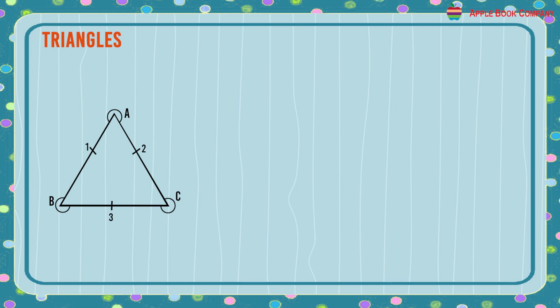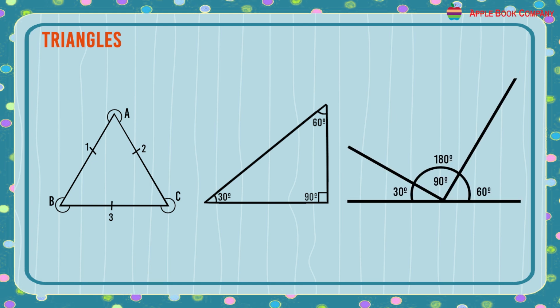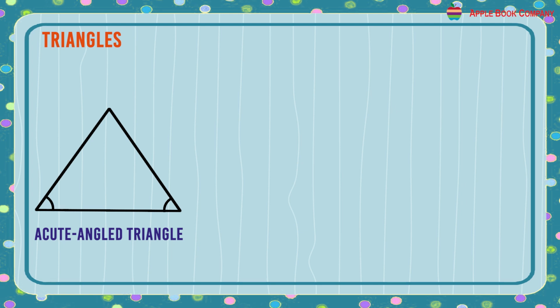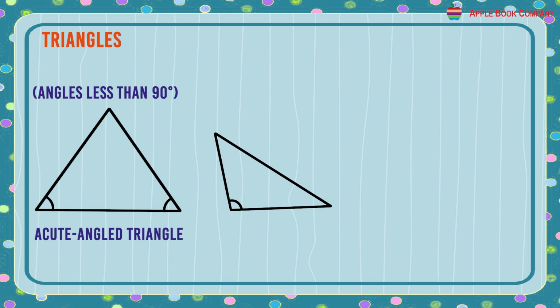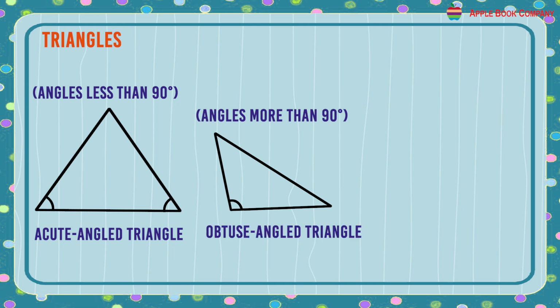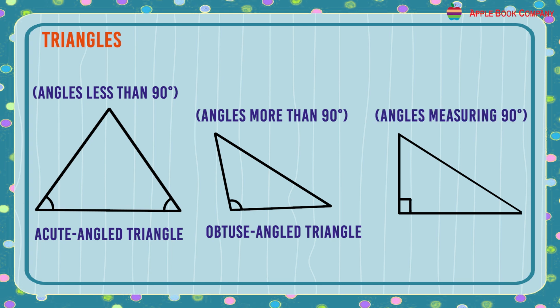Triangles. A triangle has 3 sides and 3 vertices. A triangle has 3 angles. There are different kinds of triangles. On the basis of the measure of the angles, they are of 3 kinds. 1. In an acute angle triangle, all the angles are acute, less than 90 degrees. 2. If one angle of a triangle is obtuse, more than 90 degrees, it is an obtuse angle triangle. 3. If an angle of a triangle is a right angle, 90 degrees, it is a right angle triangle.